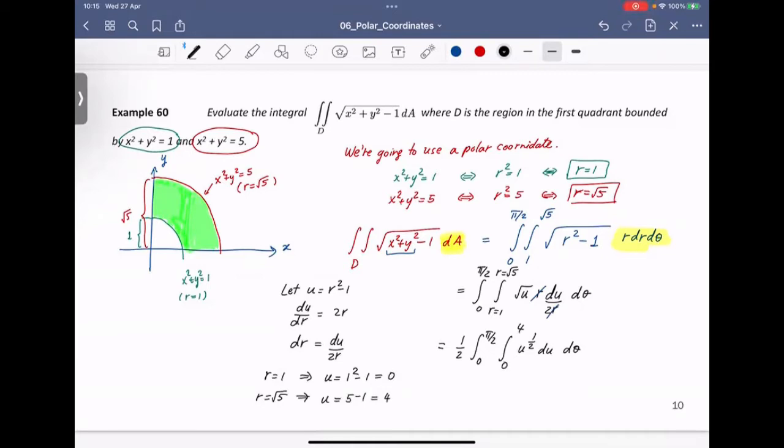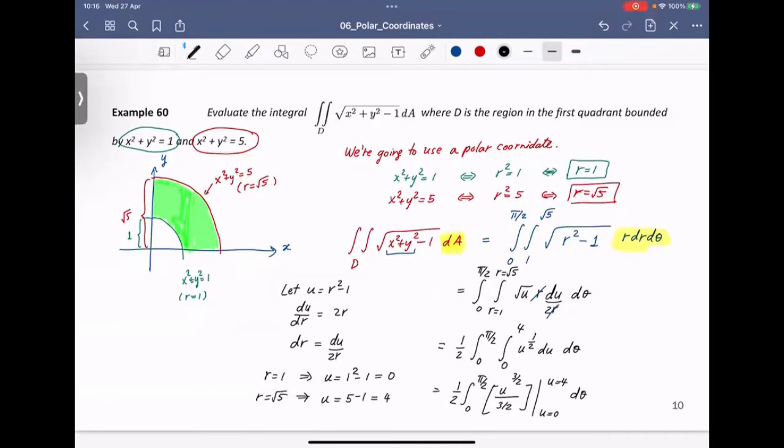All right. And then you integrate it. So I'm going to do it a little bit faster. So 0 to pi over 2. And then that is going to be u to the 1/2. So you get u to the 3 over 2 over 3 over 2 here. And then evaluate at u equal to 4, u equal to 0, and then d theta.